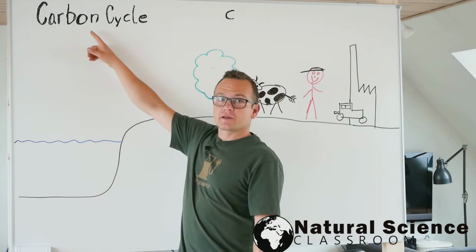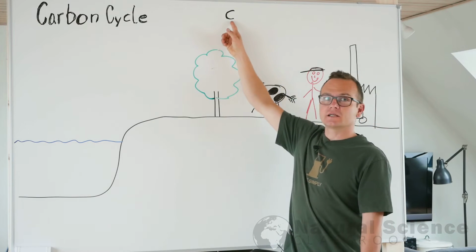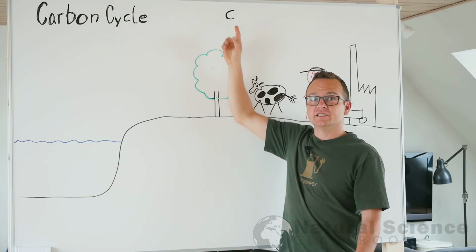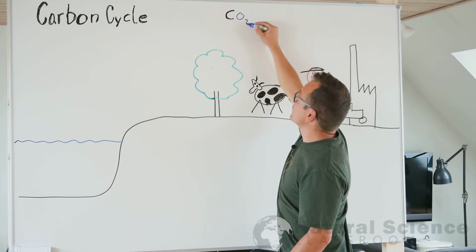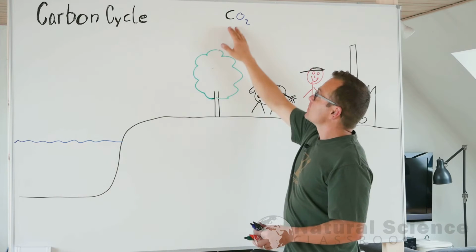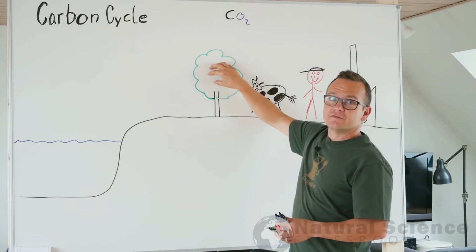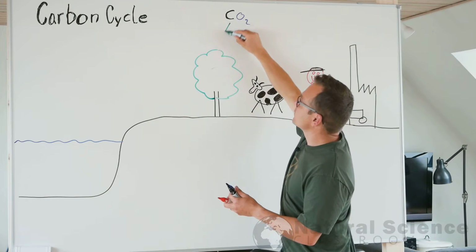Today we're going to cover the carbon cycle. So carbon is the element from the periodic table and it has the letter C. Together with oxygen, two of them, it forms CO2 or carbon dioxide. Carbon dioxide can be absorbed into vegetation. Here I drew up a tree and it can make photosynthesis.